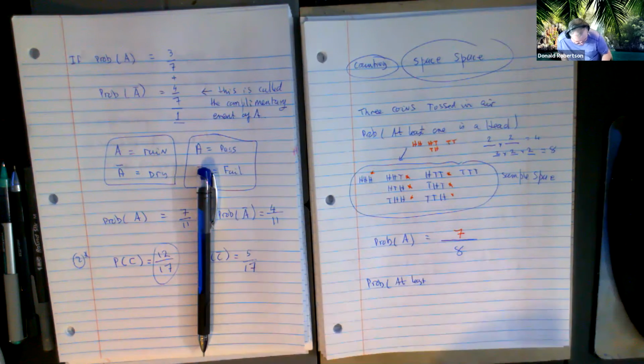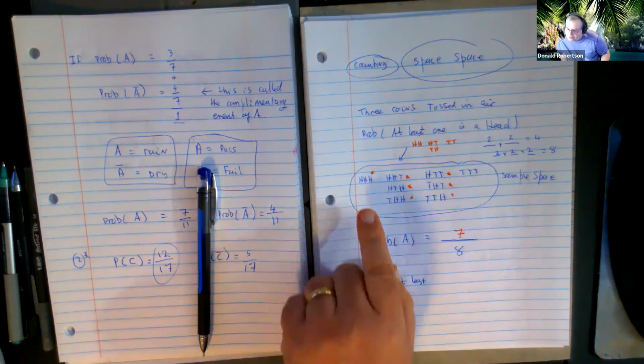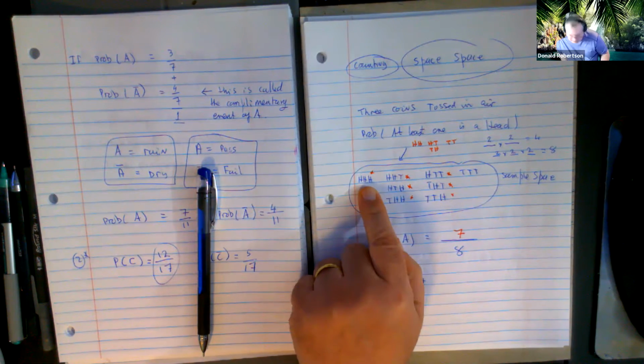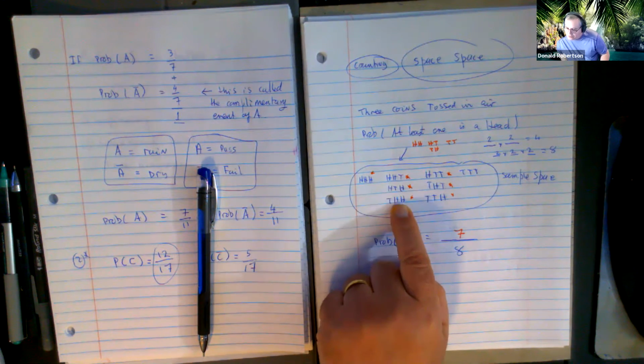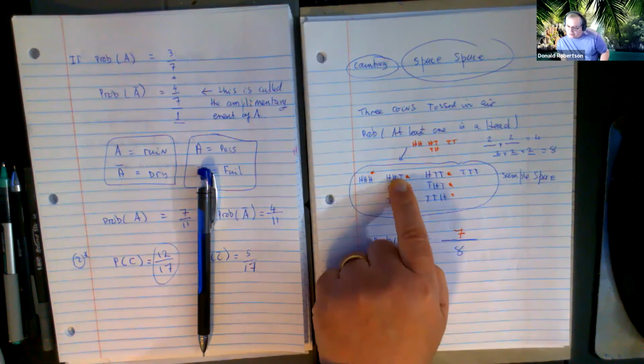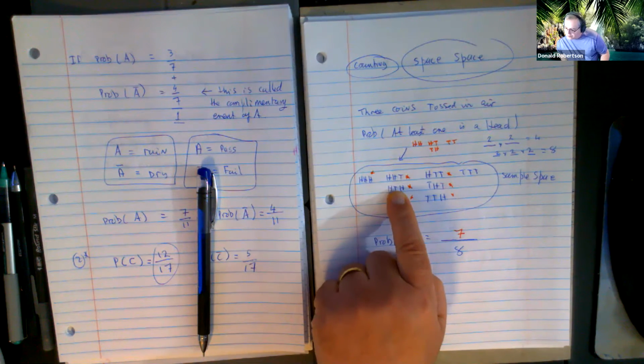So I tend to do it systematically. I start with 3 heads. And then I say, okay, how about 2 heads and a tail? And I write down all the different ways 2 heads and a tail can happen. Do you notice that the position of the tail is really the easy way to distinguish them?